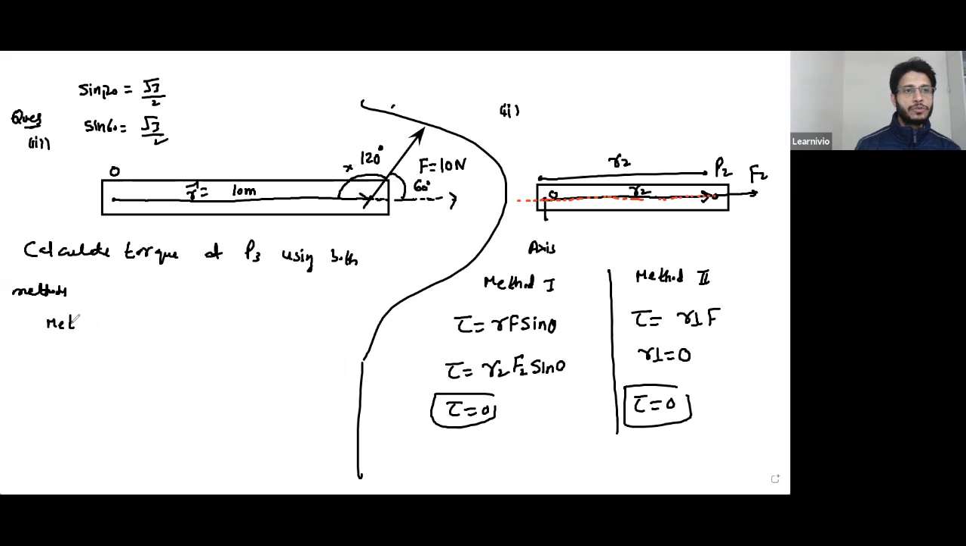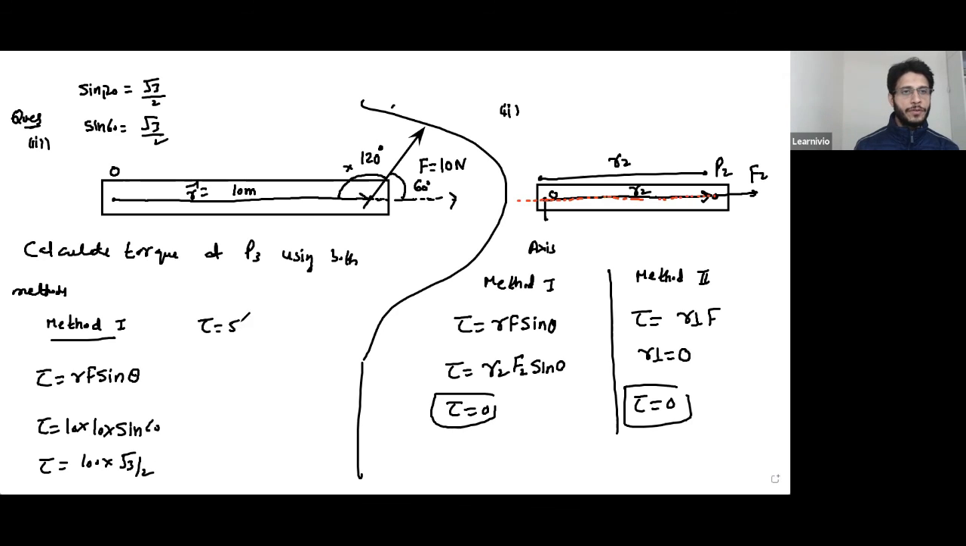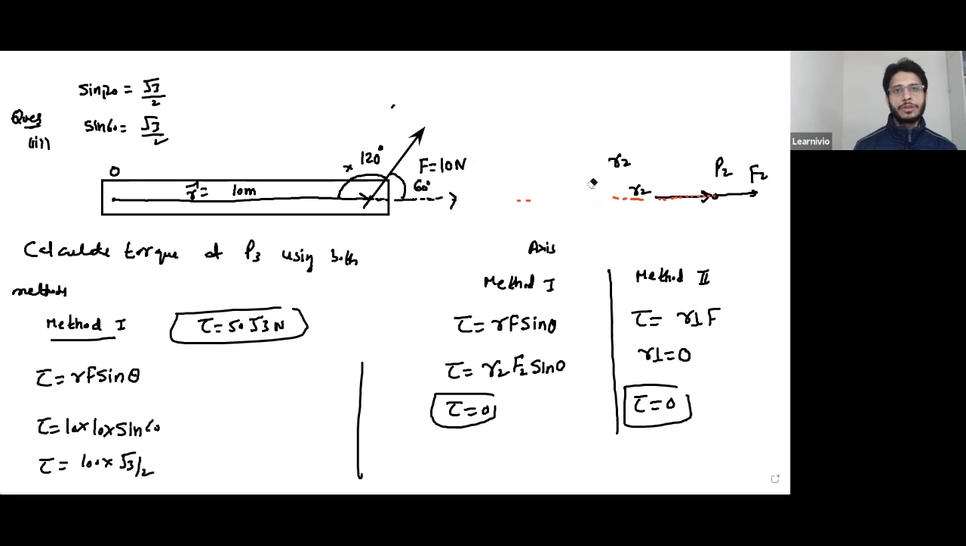So if I use method 1, then torque is R F sine theta. How much is R? R is 10. How much is F? It's 10 sine 60. So your torque is 100 into root 3 by 2, so torque comes out to be 50 root 3. Now that was method 1. You should also use method 2.